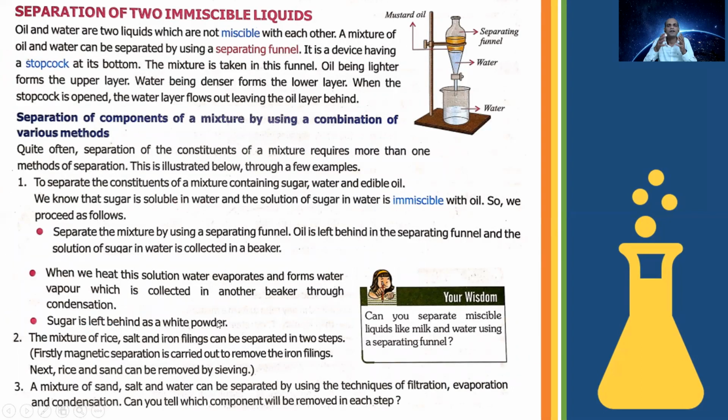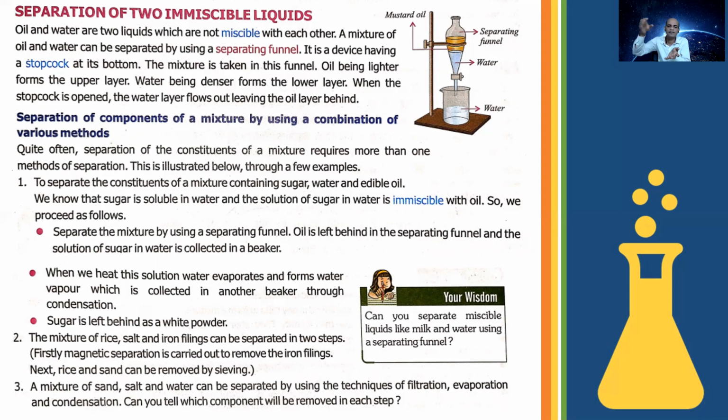Sometimes, as I told you, there are certain things which are miscible with water and certain things which are immiscible with water. Miscible means they mix with water, and immiscible means they cannot mix with each other. For example, milk and water. If you collect them in two glasses and mix them with each other, we cannot know unless we do an experiment that water is mixed with milk. It is miscible. But if you take water and oil and mix them, what happens?